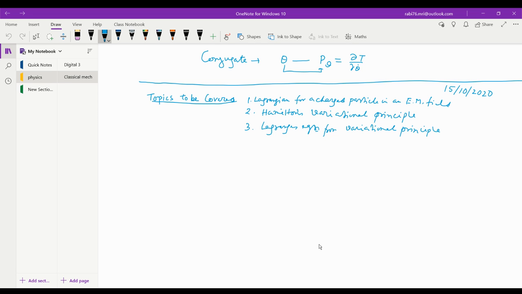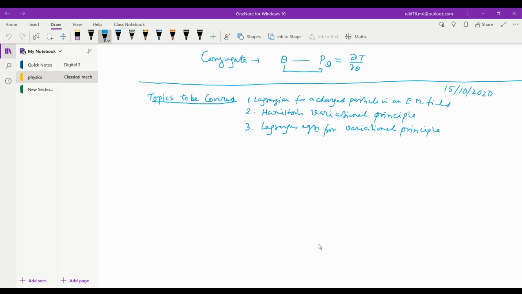Today I will discuss first this Lagrangian for charged particle in an EM field, then Hamilton's variational principle, and lastly Lagrange's equation from variational principle. Lagrange's equation has been derived from D'Alembert's principle. But the same Lagrangian equation can be derived from variational principle, and this is much more fundamental in physics. এই variational প্রিন্সিপালটা আমরা যখন ডিসকাস করবো তখন সেটা নিয়ে আবার ডিটেলসে বলবো। So let me start.